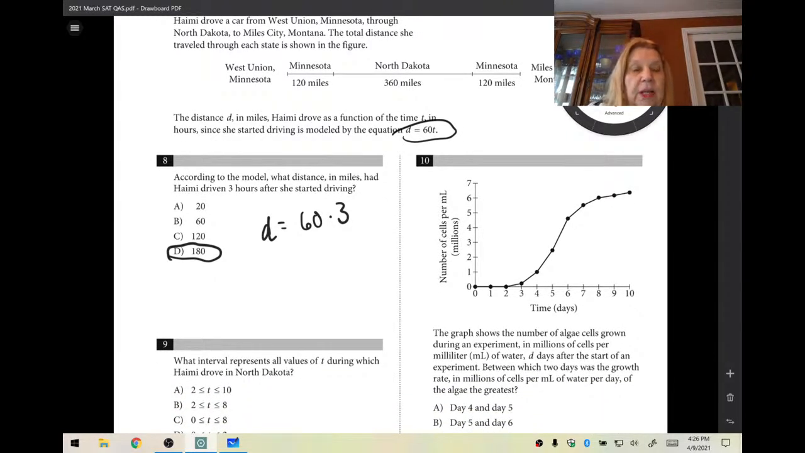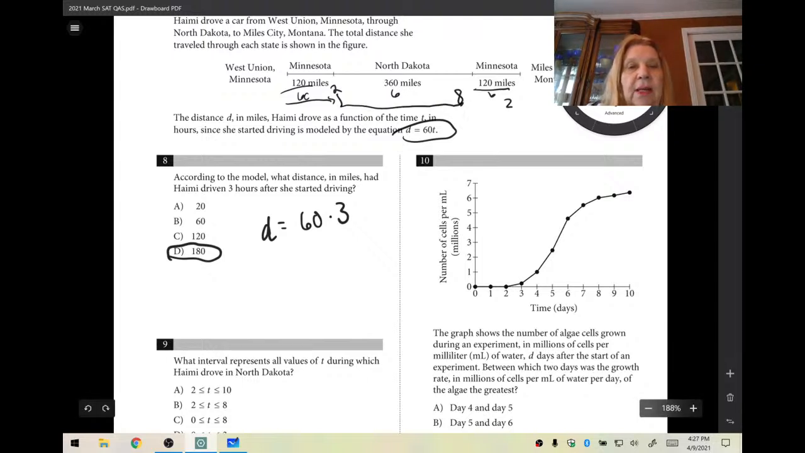What interval represents all the values of t during which Jaime drove in North Dakota? So right here, she drives up to 2 hours, 60 divided into 120. Then it's 6 hours she's in North Dakota, and then the end thing is 2. So she's going between 2 and 8. 2 plus 6 is 8, which is answer choice B.